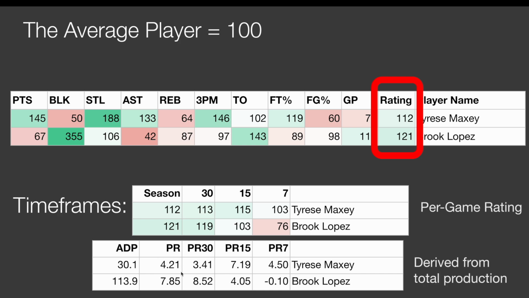ESPN's player rating is derived from total production, so while it will give you a good sense of who the best players over the past 7 days or past 15 days, it is not a good indicator of who is going to be the best player moving forward. The per game rating shows you the average production this player is generating for each game they play. So as long as they're healthy, this is going to give you a much better predictor of future value.